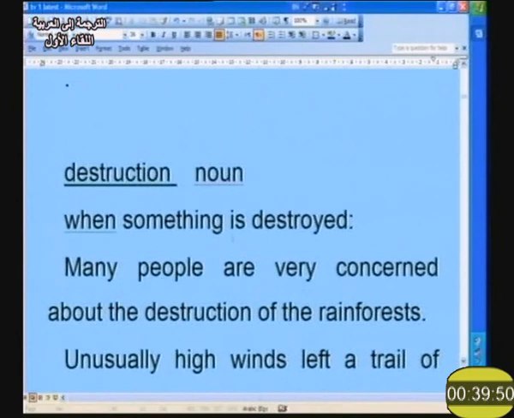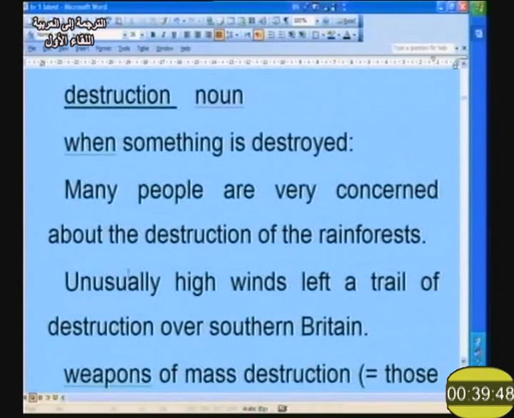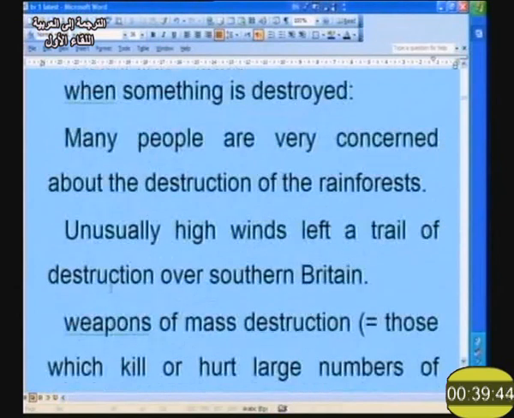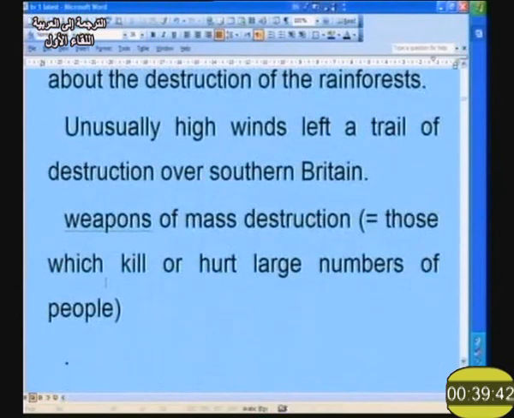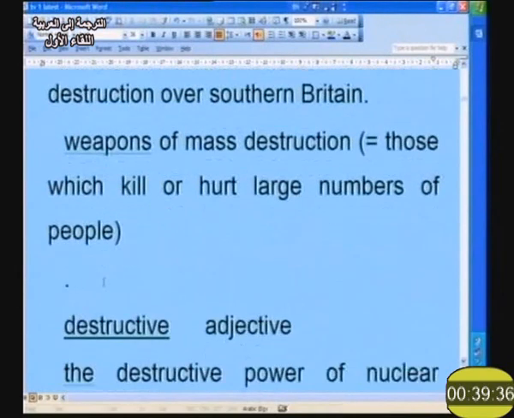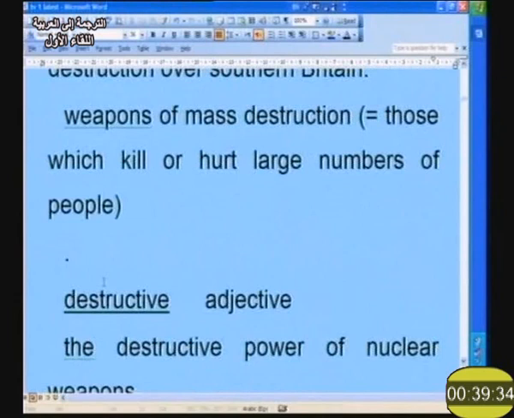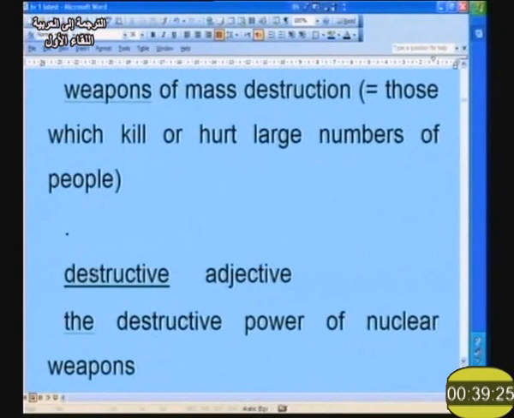When something is destroyed, many people are very concerned about the destruction of the rainforests. High winds left a trail of destruction over southern Britain. Weapons of mass destruction, those which kill or hurt large numbers of people, أسلحة الدمار الشامل.